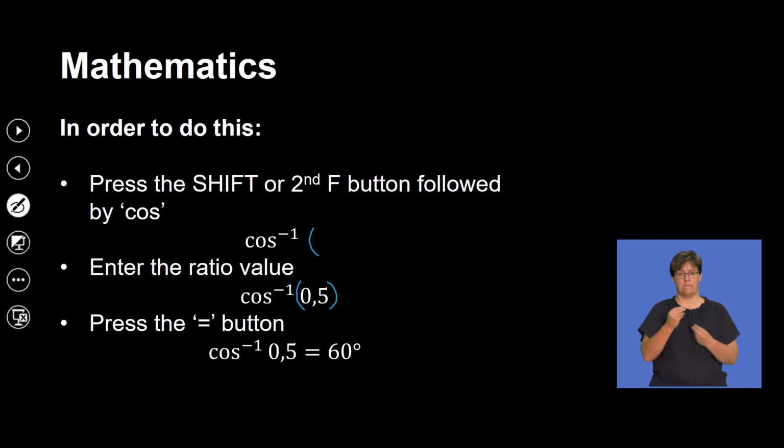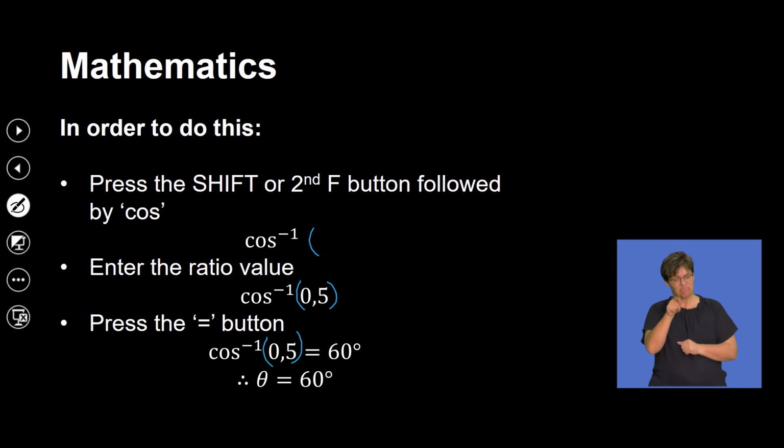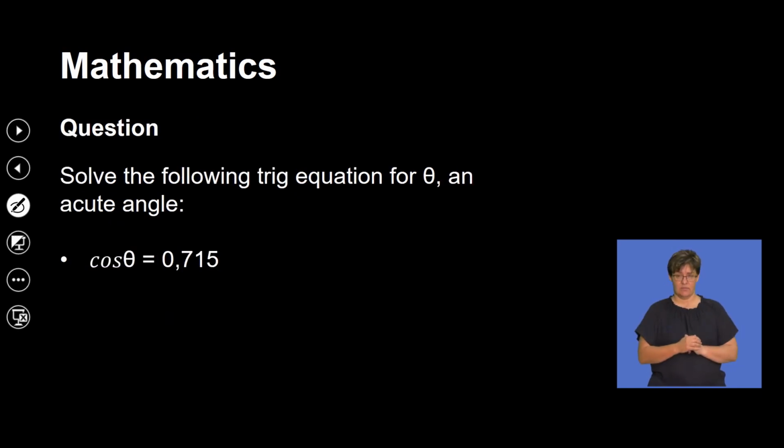And that will give me cos of that in brackets is equal to 60 degrees. Therefore, my theta is 60 degrees. So if I go back to my calculator again, remember enter is equal, then I have 60 degrees. So that's what you need to do there. Please do follow those steps as they are very important to try to find the angle.